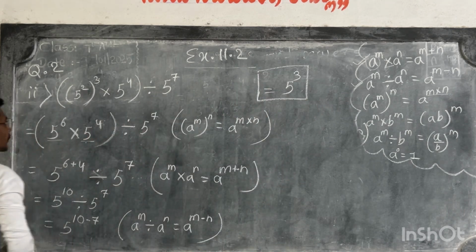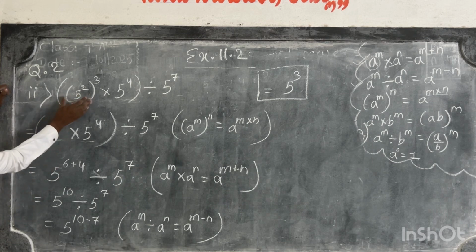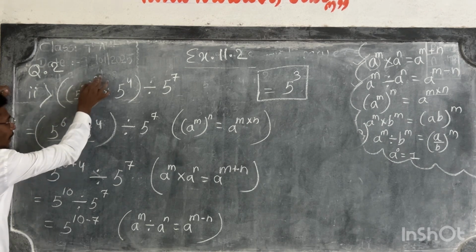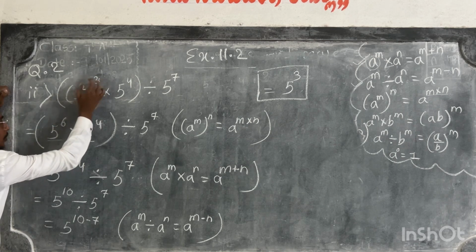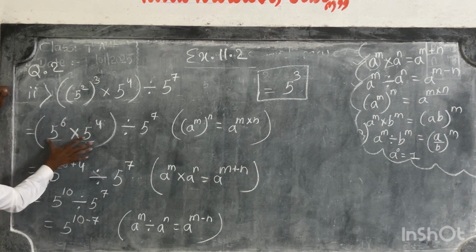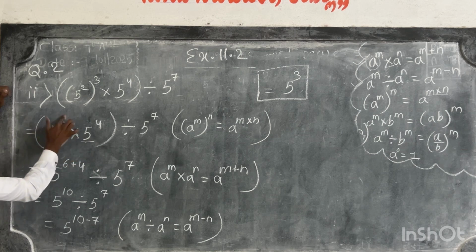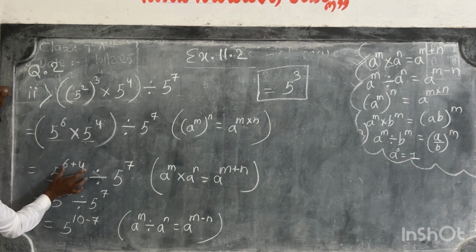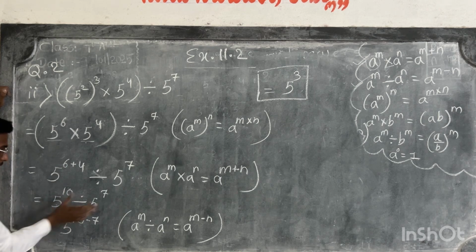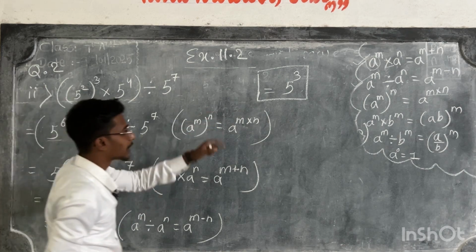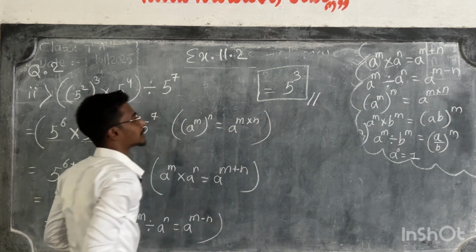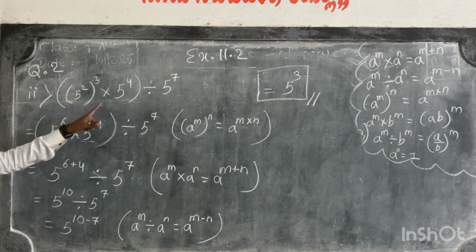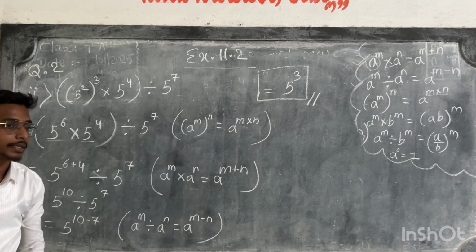What we did here: first of all we simplified the bracket. In this bracket you can see there is an identity a to the power m whole power n. We apply that identity and multiply both the powers. We get 6 here, and now you can see again there is another identity, a to the power m into a to the power n. Now you have to add both powers. We get 5 to the power 10. Now write this term here and both are in division. You have to apply the second identity. According to that identity you have to subtract 7 from 10. When you subtract 7 from 10 you get 3. So 5 to the power 3 is our required answer. In such a way you have to solve the given expression by using an identity among all these identities. So write down.